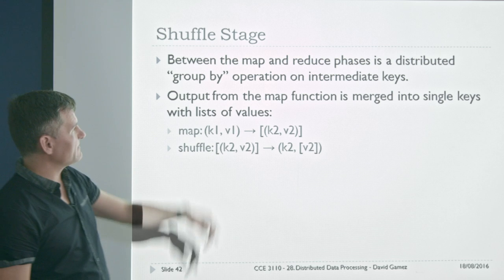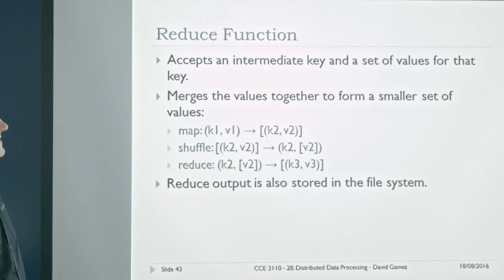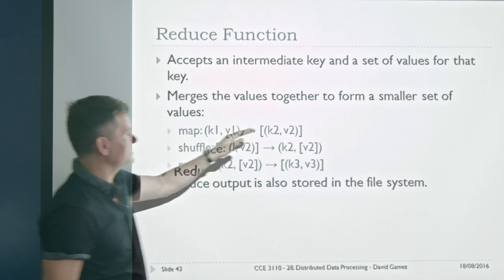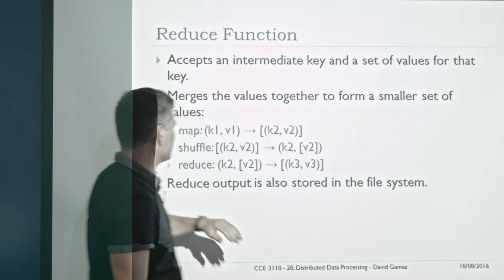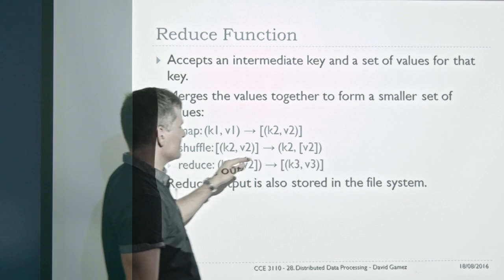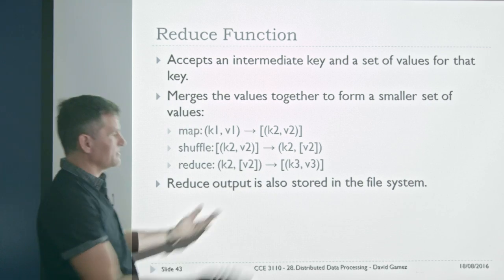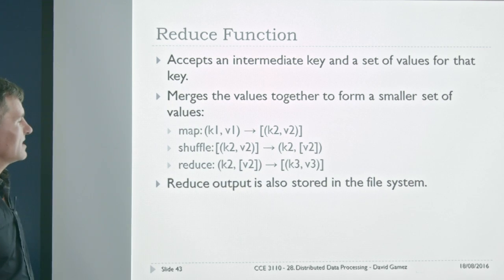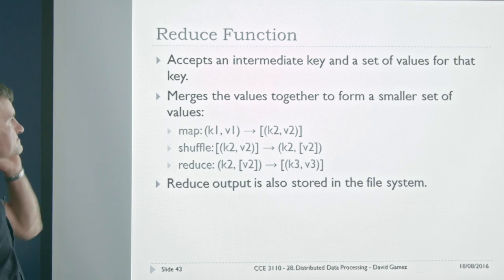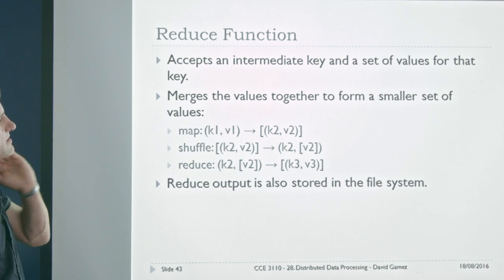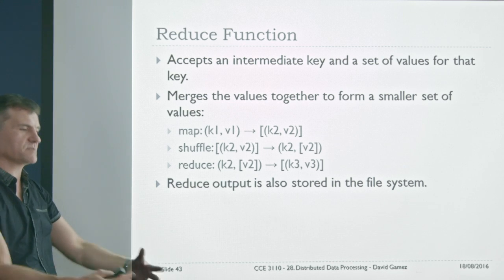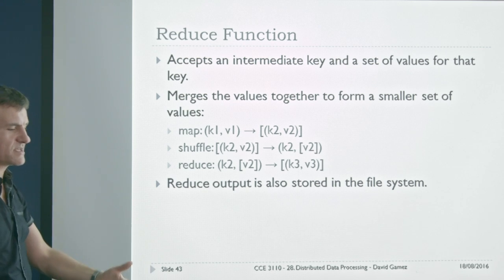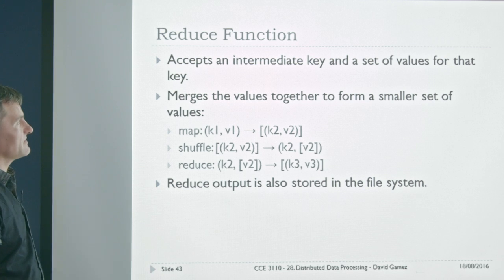And then this key and array of values is then passed through the reduce function. So we've got the map producing the array of key value pairs, the shuffle produces key and array of values, and the reduce phase takes a key and array of values and produces another array of key value pairs. And this output's stored in the file system. So it's merging. The idea of this is all merging, it's all a sort of merging and reduction process that's producing a smaller set of values from the initial starting set of values.